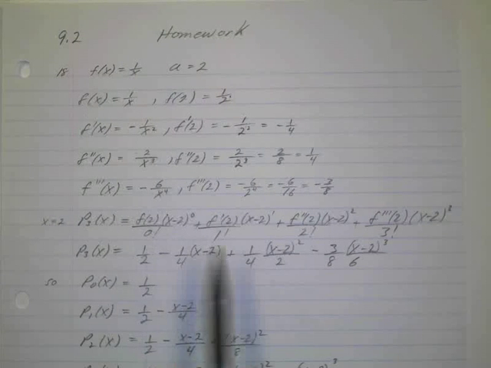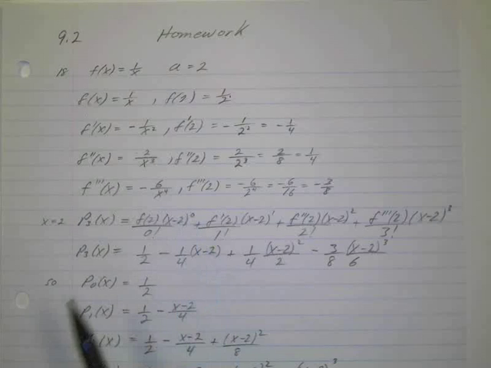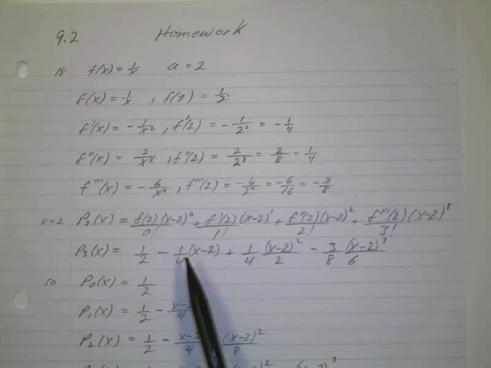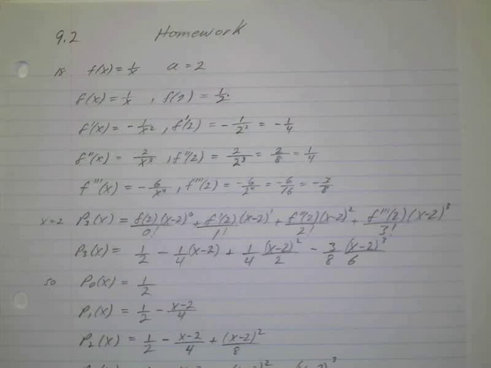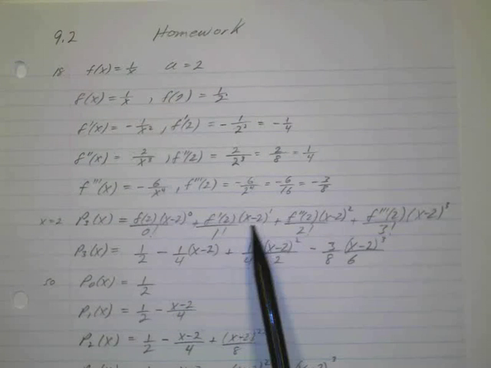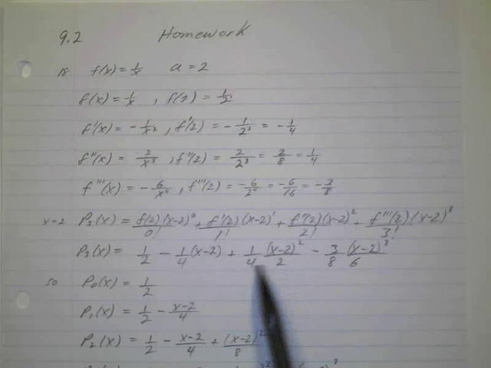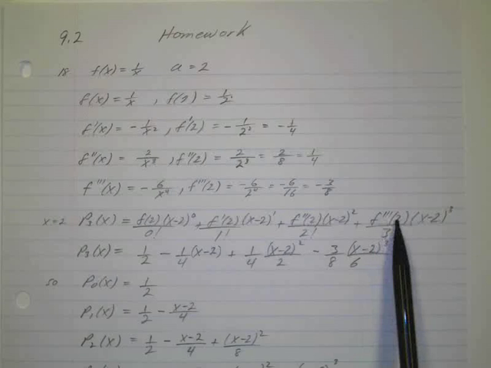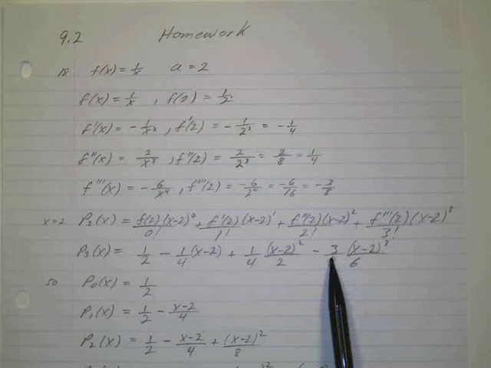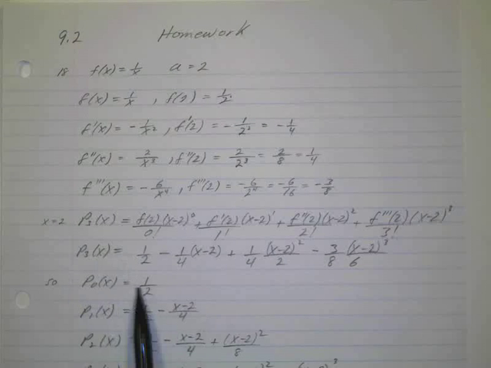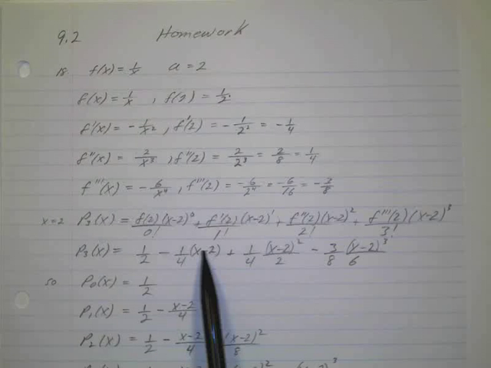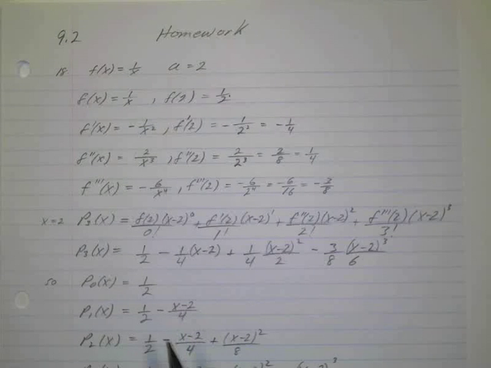So start to simplify this out. This was just 1/2, and that's over 1. This was negative 1/4, and that's going to be over 1, so it doesn't change, times x minus 2 to the first power. Then this is going to be over 2 factorial, so that changes the bottom there, with x minus 2 squared. And then f triple prime was negative 3 over 8, and 3 factorial is 6, so that'll change it a little bit. So my p sub 0 was 1/2, and my p sub 1 was 1/2 minus x minus 2 over 4.